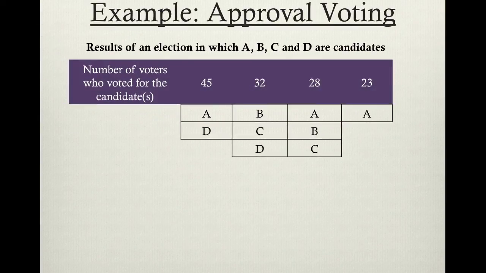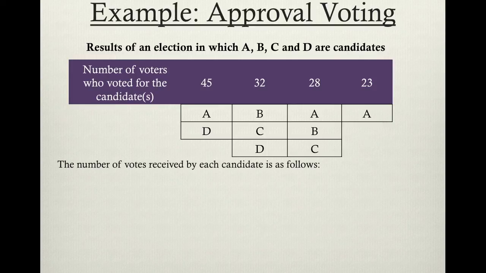So here, I have 4 candidates, A, B, C, and D. 45 people checked off A and D. They liked A and they liked D, and 45 people were in agreement. 32 people liked B, C, and D. They checked those off. 28 people liked A, B, and C, and 23 people just liked A. They didn't like anybody but A.